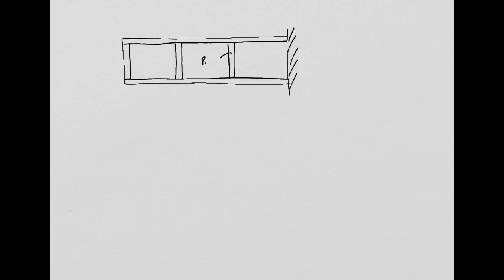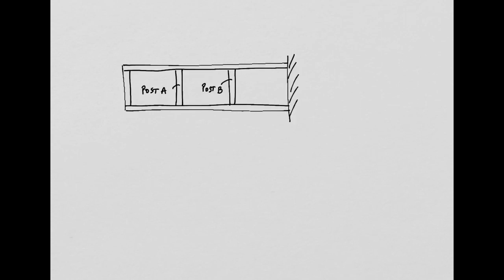It is clamped here. You have here the flanges, top flange and the lower flange. You have one stiffener here. You have post A and post B. So basically this is post B and this is post A. Okay?